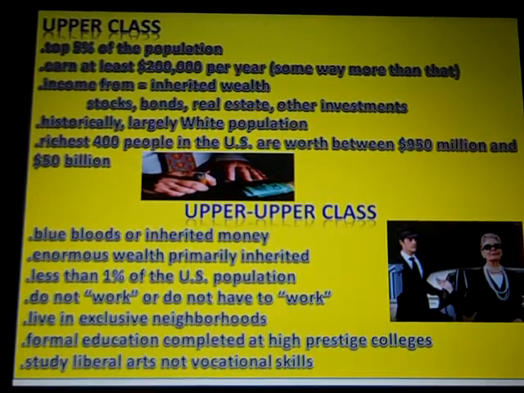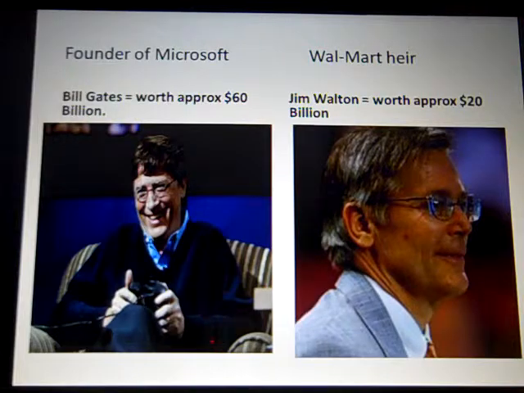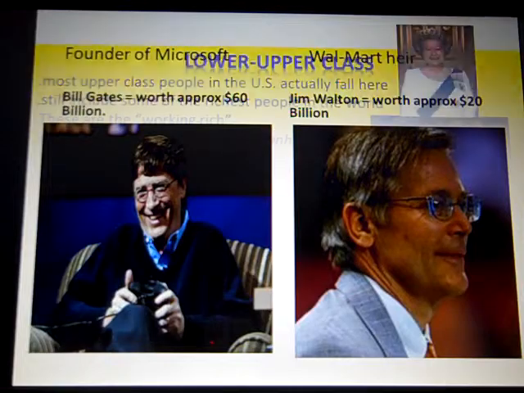if you're lucky enough to be born into the upper class, you might live in exclusive neighborhoods. You're a part of less than 1% of the U.S. population. You have the opportunity to complete formal education at very high prestige colleges. Then you have some examples of people in the upper class. Bill Gates, last time I did my research, was worth $60 billion. I think he's worth a little more than that now. Jim Walton, when he was alive, was worth approximately $20 to $25 billion before he died. Now his sons sort of command the Walmart empire, and they're worth billions of dollars apiece.